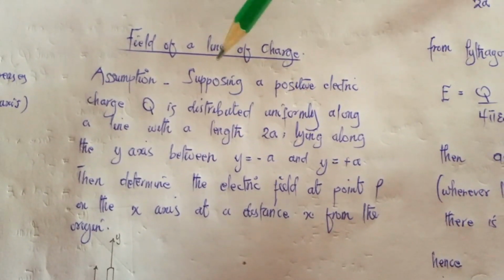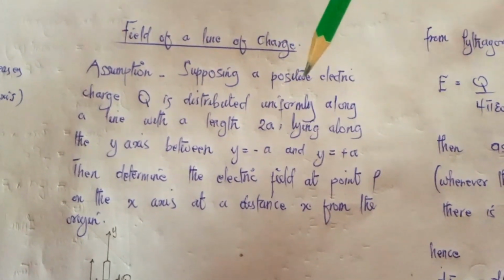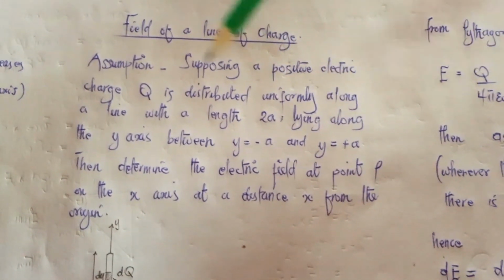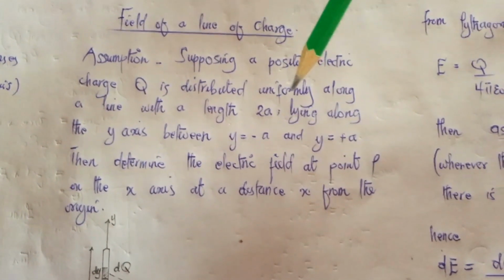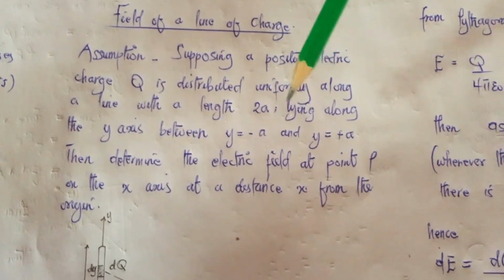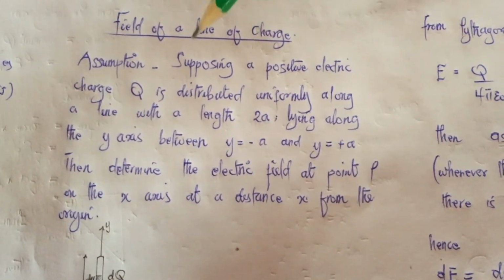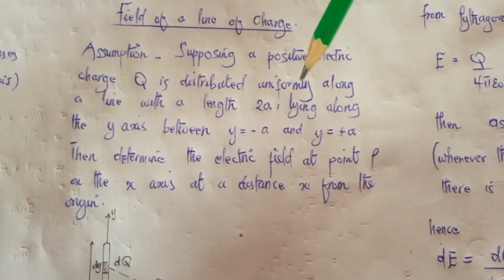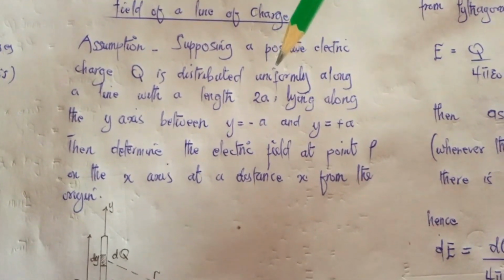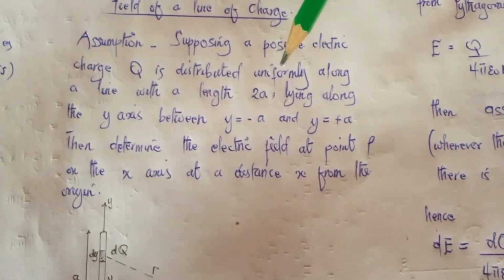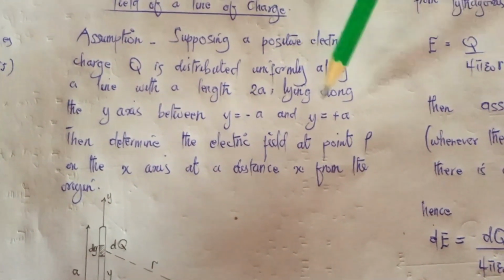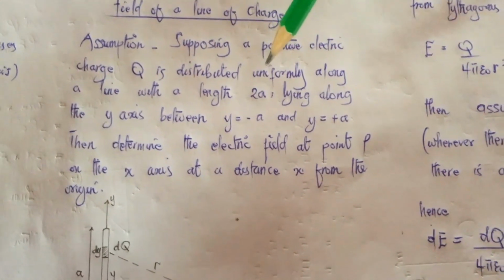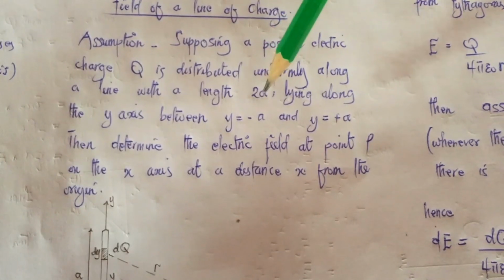This assumption is that a positive electric charge Q is distributed uniformly along a line or a rod, and the length of the rod is 2a. We have distributed the positive electric charges along this rod of length 2a, and it is lying along the y-axis, which means that it is entirely on the y-axis between y equals negative a and y equals positive a. Regardless of the direction, if you add minus a and plus a, you still get 2a, which is the length of the rod.